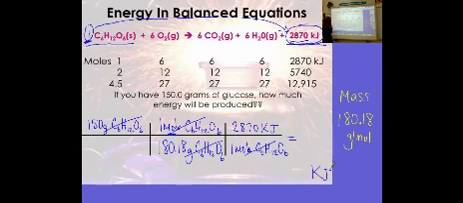If you take that and multiply it out, 150 times 2,870 divided by 180.18, you get 2,314 kilojoules as your final answer.